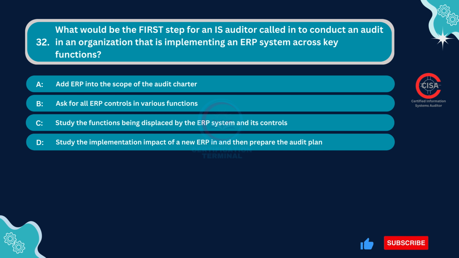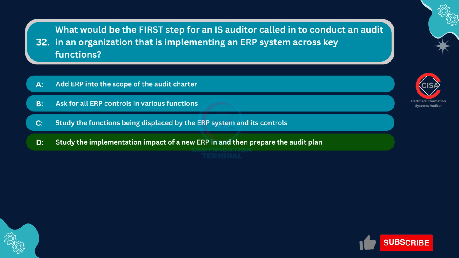The correct answer is Option D, study the implementation impact of a new ERP, and then prepare the audit plan. This is the most crucial initial step, because understanding the current state of the system and the controls in place is essential. The auditor needs to know what processes and controls are being replaced by the ERP system to effectively assess the impact of the new system and design the audit plan accordingly.